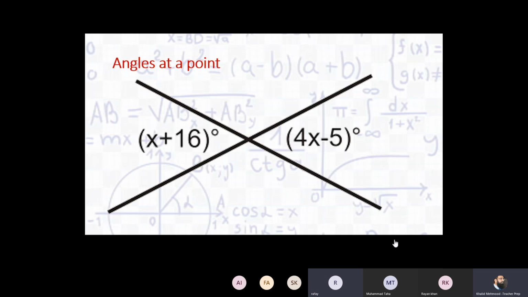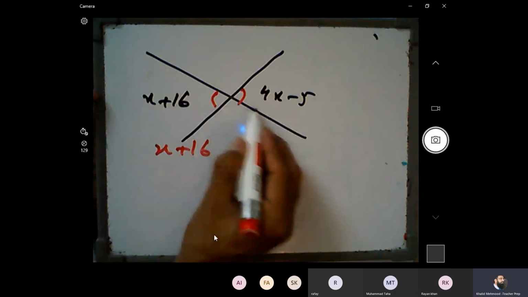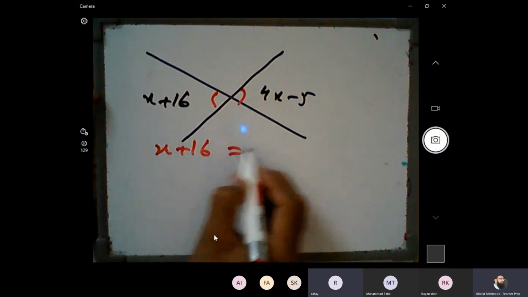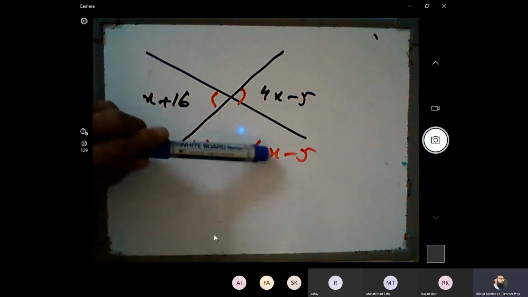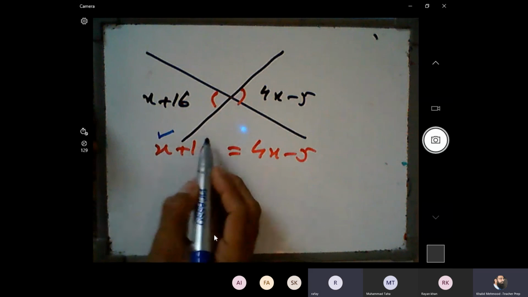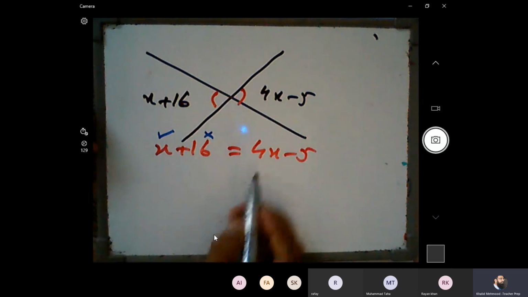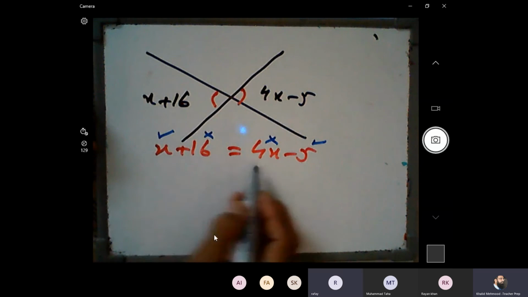We'll be solving it using the fact that opposite angles are equal. So that's why we'll say that x plus 16 is equal to 4x minus 5. Now this makes an equation, and we can see that there is a variable side and a number side. On the variable side, a variable is fine. On the variable side, a number is not fine, wrong place. On the number side, minus a variable is 16, wrong place. And this is the right place, a number on the number side. So we'll be dealing with these types of numbers.